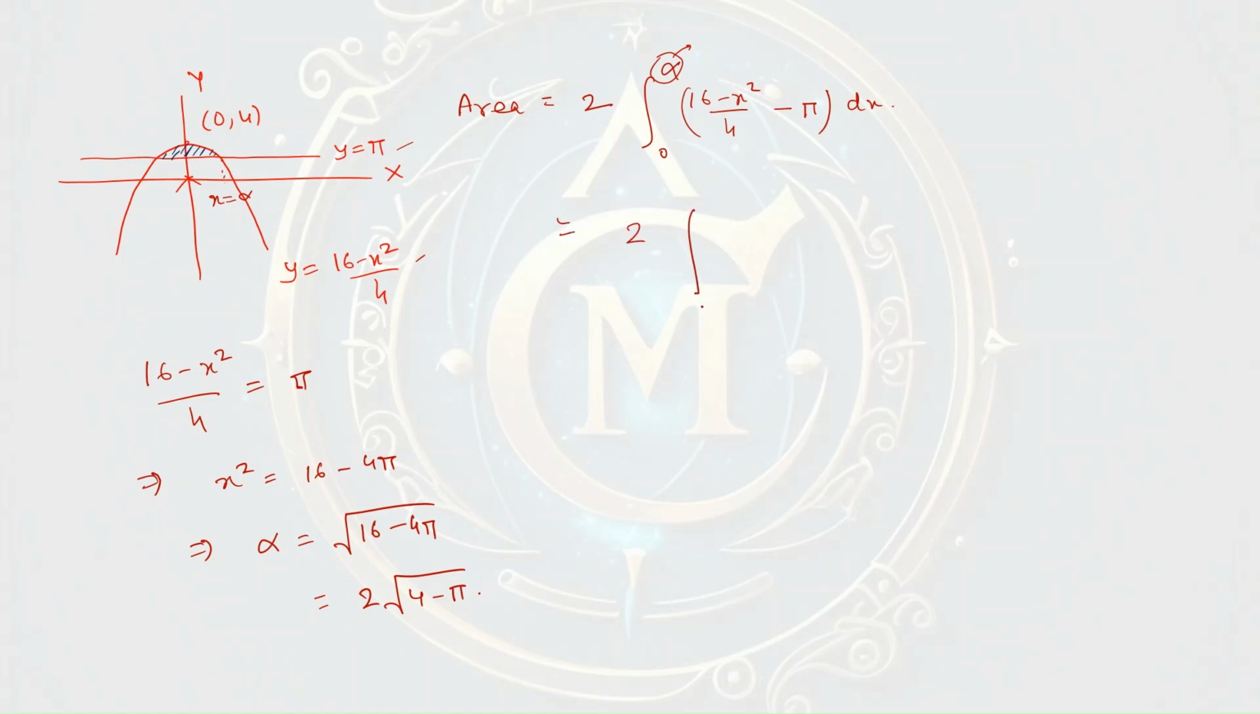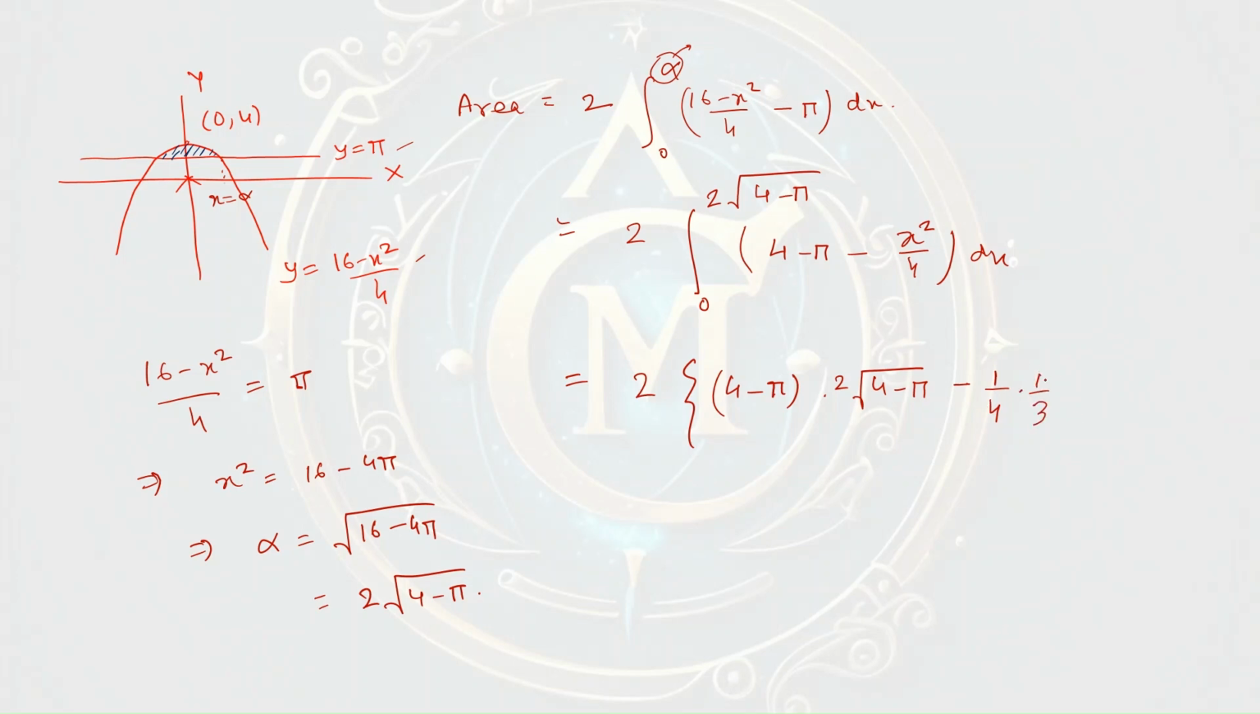So we can write this as integral 0 to 2 root under 4 minus pi. Then we can simplify this as 4 minus pi minus x square by 4 dx. So this integral becomes 2 outside, then 4 minus pi times 2 into root under 4 minus pi, minus 1 by 4 into 1 by 3, then x cube with limits 0 to 2 root under 4 minus pi. So this becomes 2 outside, then this is nothing but 2 times 4 minus pi to the power 3 by 2, minus this is 1 by 12 times 8 into 4 minus pi to the power 3 by 2.